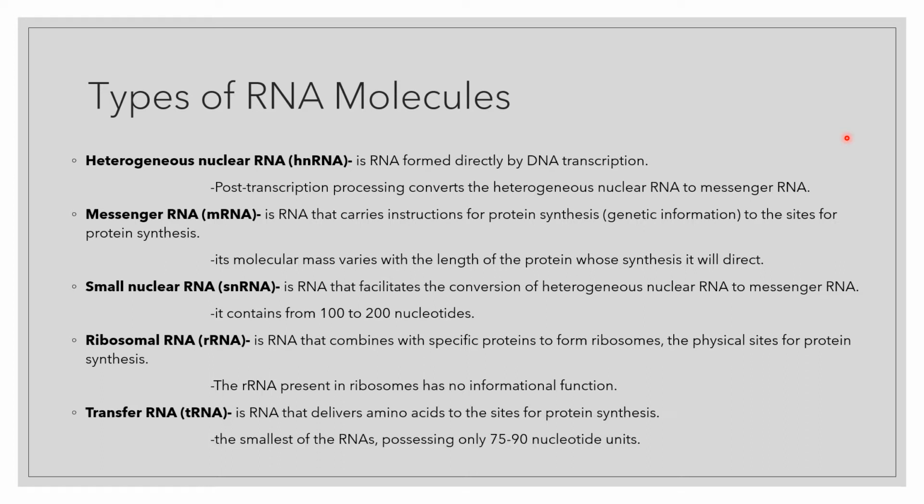Lastly, we have the transfer RNA, or the tRNA. It is a type of RNA molecule that delivers amino acids to the sites for protein synthesis. Of all the types of RNA molecules, tRNA is the smallest, possessing only 75 to 90 nucleotide units.